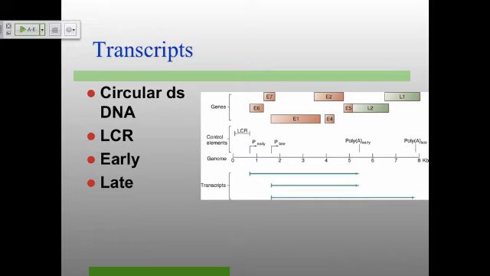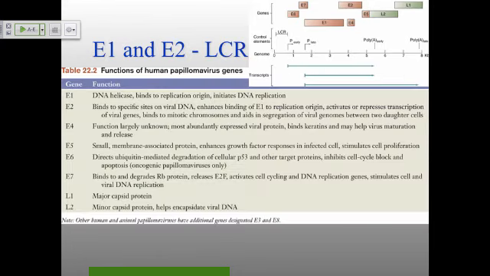E1 and E2 are really the sort of large T antigen equivalent of these papillomaviruses. They bind to DNA, they serve in transcriptional regulation, and they serve in regulation of replication as well. So these are those particular proteins. Again, E6 and E7 we'll talk about in just a second. Probably done them almost to death now.